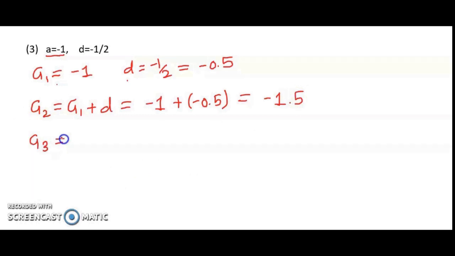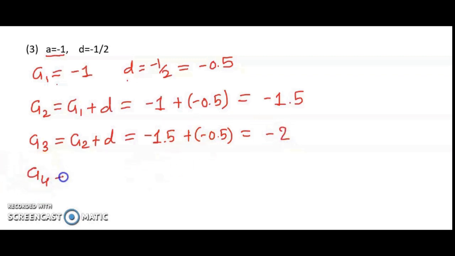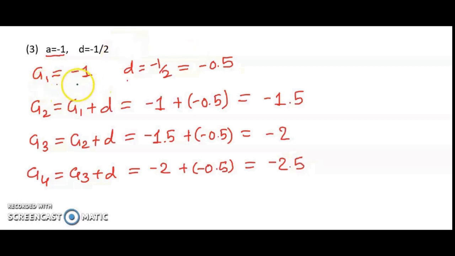Now if you want to find the third term, we will add the common difference to the second term. So the second term is minus 1.5 plus the common difference minus 0.5, so we will get the answer minus 2. And similarly, you can find the fourth term by adding the common difference to the third term. The third term is minus 2 and the common difference is minus 0.5, so the answer will be minus 2.5. So in this arithmetic progression, the first term is minus 1, the second term is minus 1.5, the third term is minus 2, and the fourth term is minus 2.5.